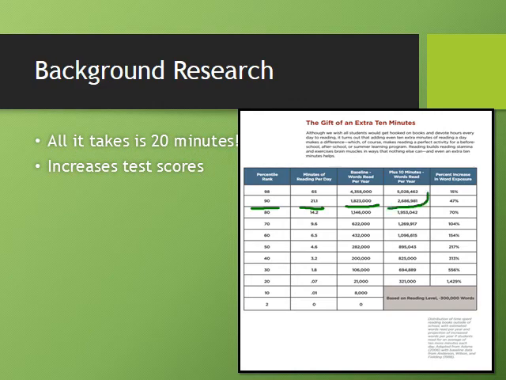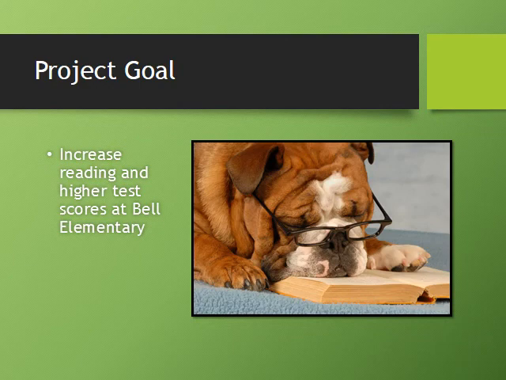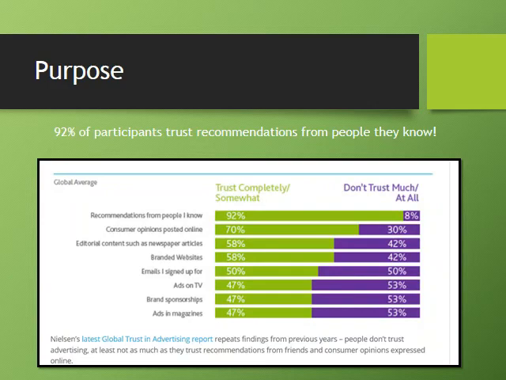If you add another 10 minutes, look what happens. The words that you read per year goes up to 2.6 plus million words a year, which is a huge increase. All you need to do is read. So the goal for this project is simple. Let's read more. Let's show other kids what kind of books are good to read so that we can all get higher test scores at Bell Elementary.